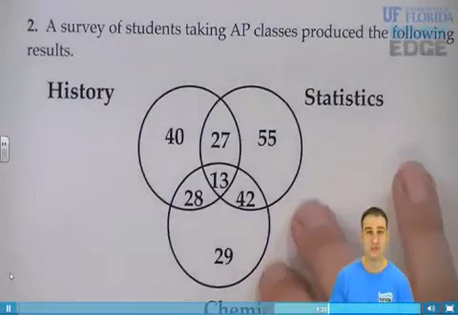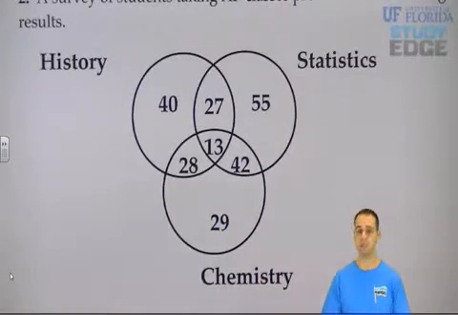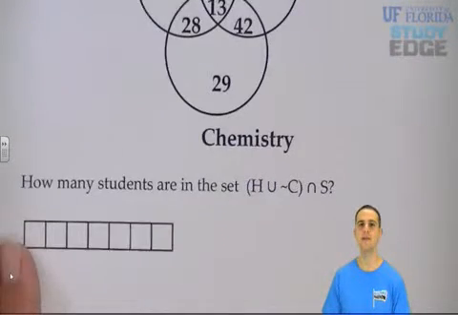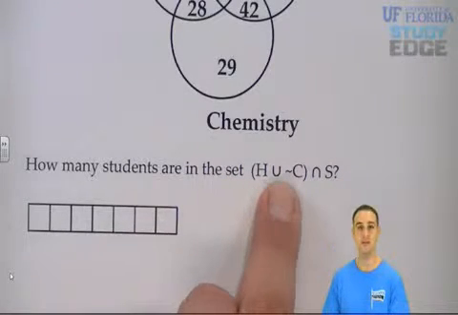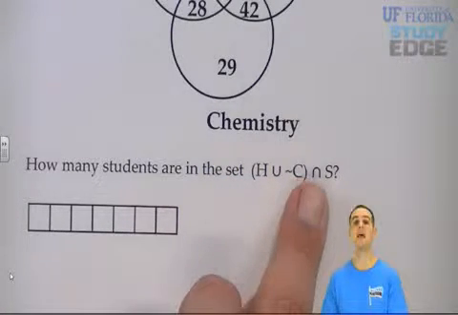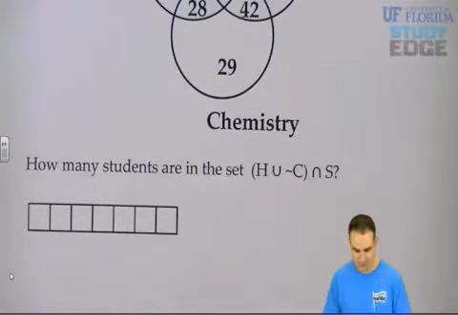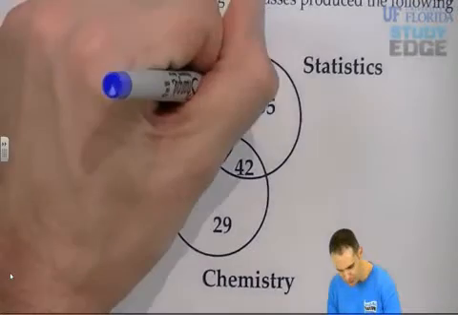A survey of students taking AP classes produced the following results. History, statistics, and chemistry, it all looks the same. But the question, how many students are in H union, not chemistry, and then you intersect it with statistics? So here we go. How many students are in the set of history? So I'm going to circle history here.